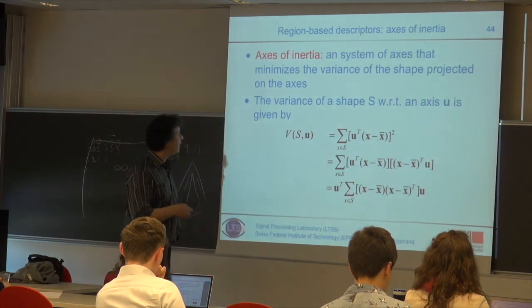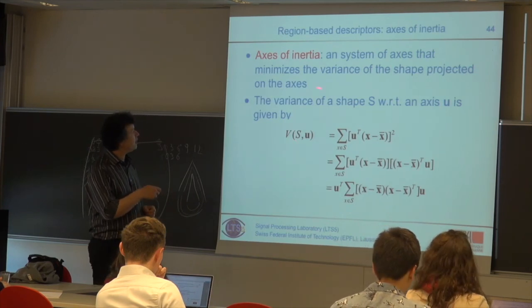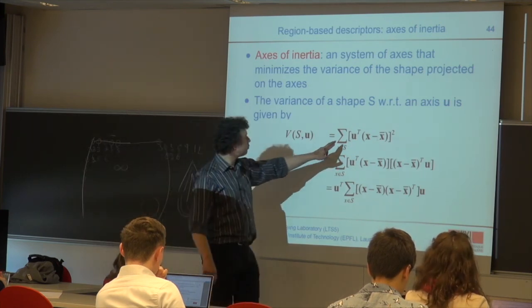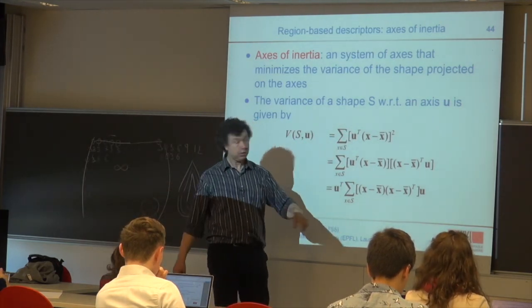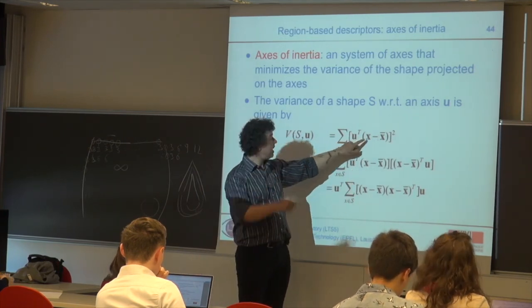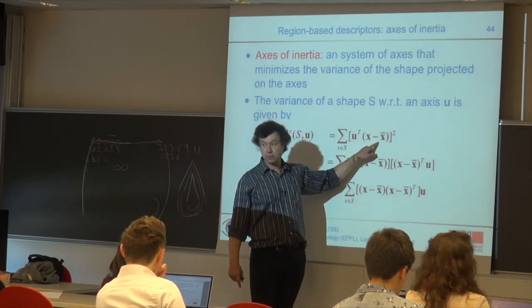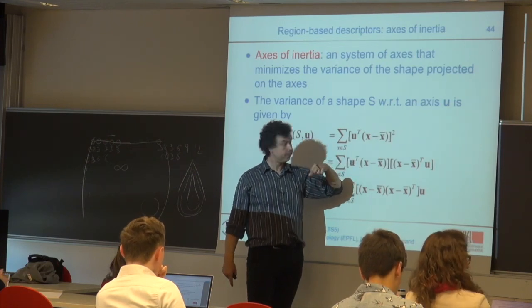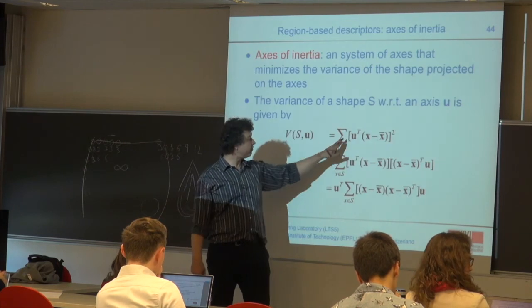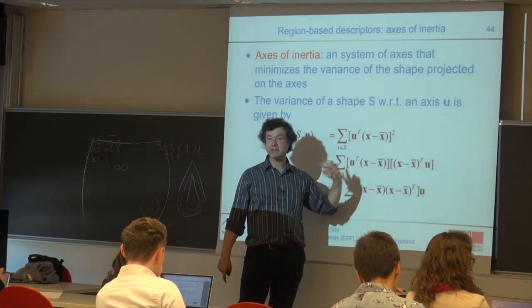So basically what I have to calculate is what is the variance of a shape with respect to a given axis. This is basically the projection, the inner product of my axis and each point of my object, centered. I calculate that, and I will have to find what is the U that minimizes this projection.